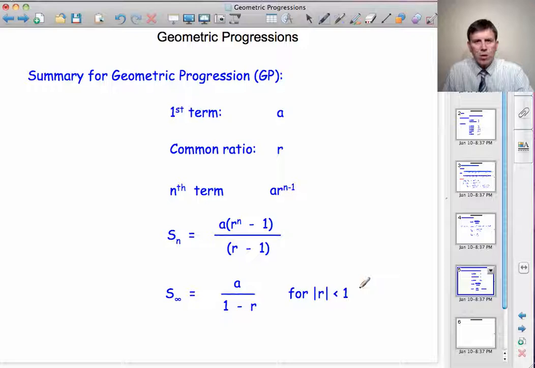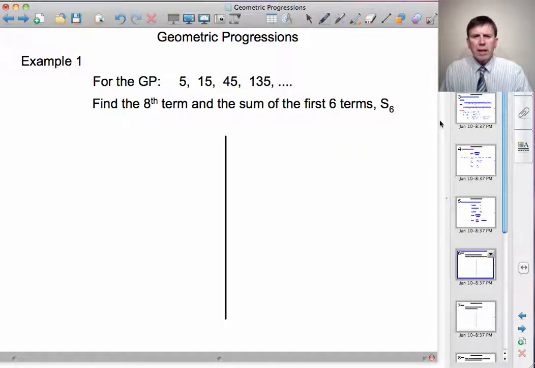We're now ready to go on and tackle some A-level type questions. Right, we've got 6 examples to work through. We'll start fairly easy and gradually work our way through the different kinds of questions that occur on A-level papers. Example 1. For the geometric progression 5, 15, 45, 135 and so on, find the 8th term and the sum of the first 6 terms S6.